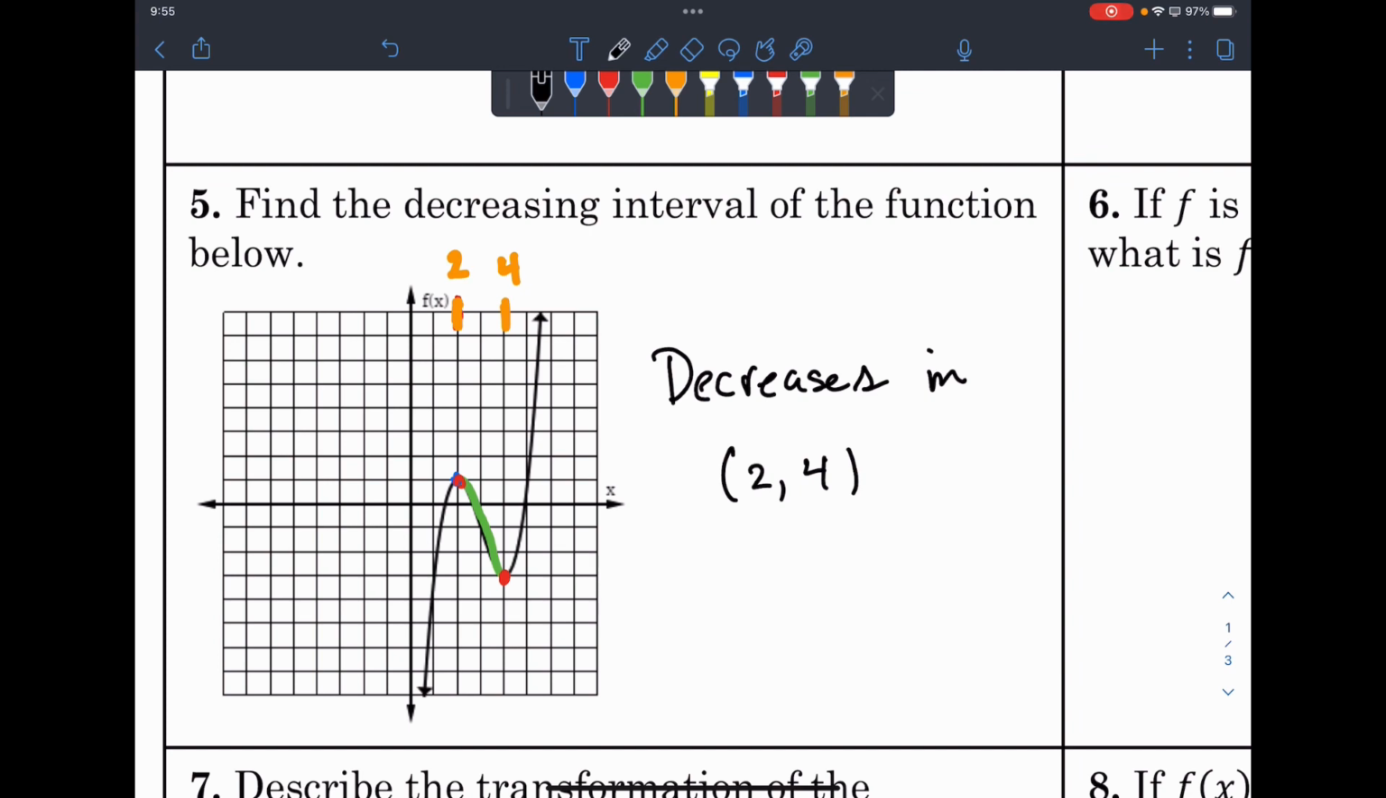Again, this is not an ordered pair. This is saying from 2 to 4, and we write it like that. And we do not use the brackets, we use the parentheses, because at those locations it's changing direction, so it's neither going up nor down. It's standing still in that direction, but it starts to go down as soon as I start moving away from 2, and it stops going down as soon as I get to 4. So that's why we don't use the brackets, we use the open interval notation.